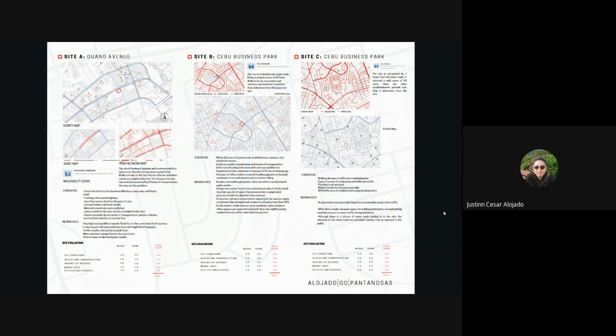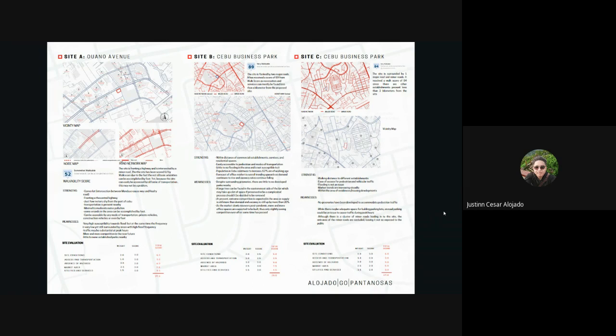For Site B, which is in Cebu Business Park, the strengths are that it is within distance of commercial establishments, services, and residential spaces. It is easily accessible to pedestrians and modes of transportation, with little to no flooding in the area. The population in Cebu continues to increase, where 52% of the population is of working age. The forecast of the office market is overall trending upwards as demand continues to rise after the pandemic.